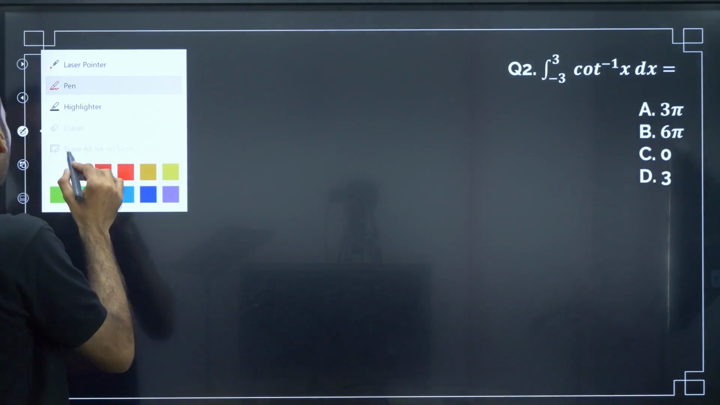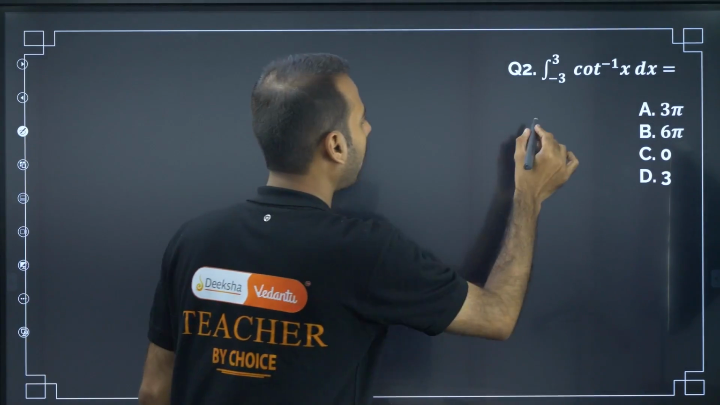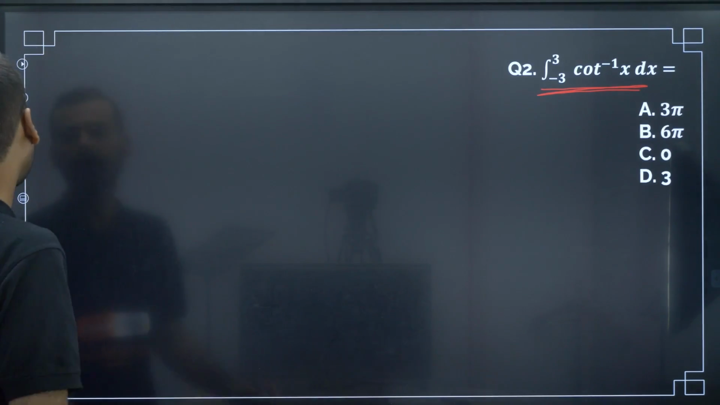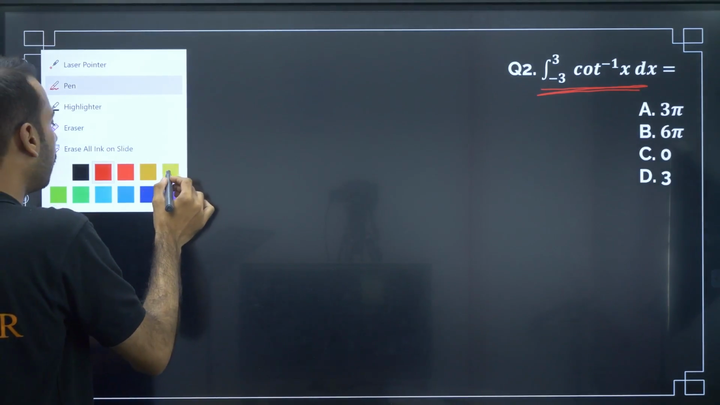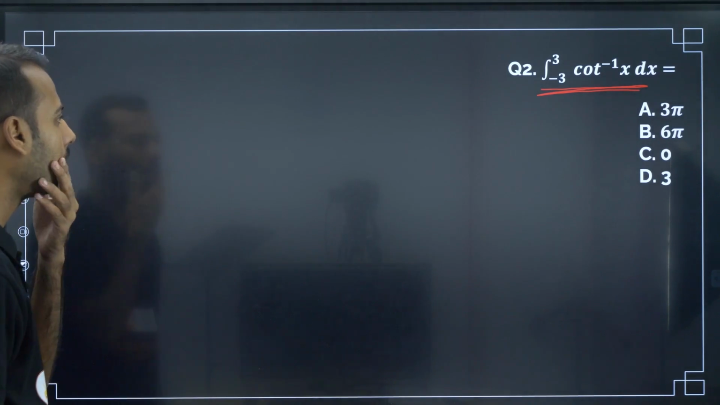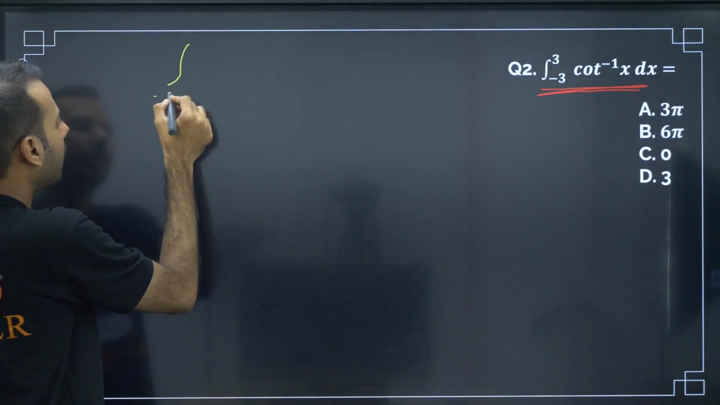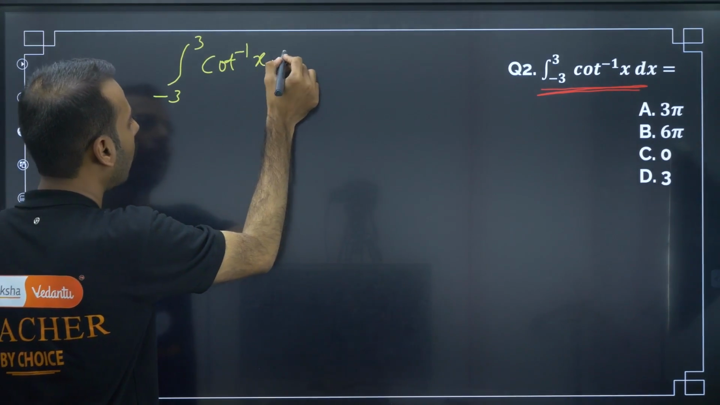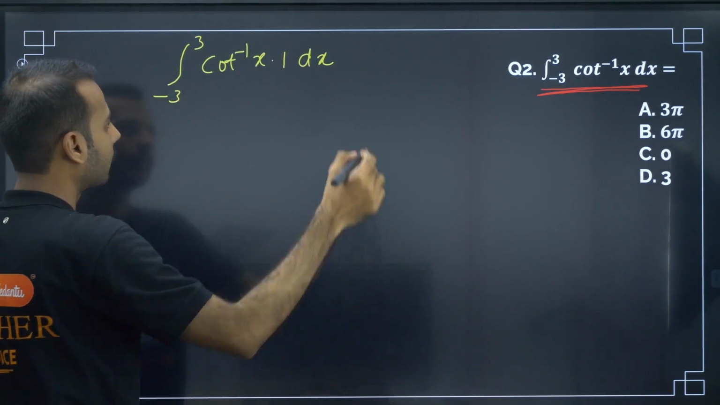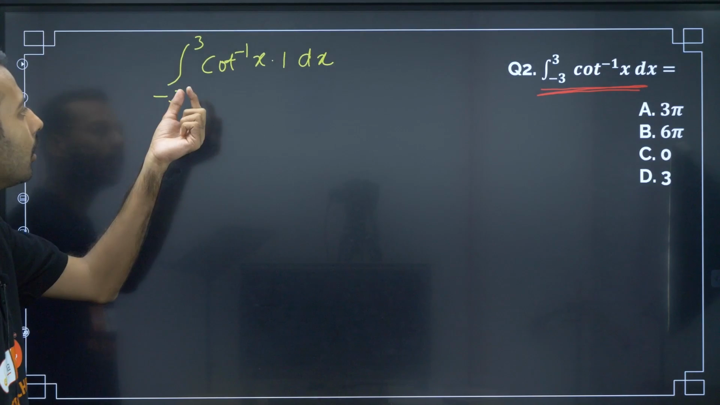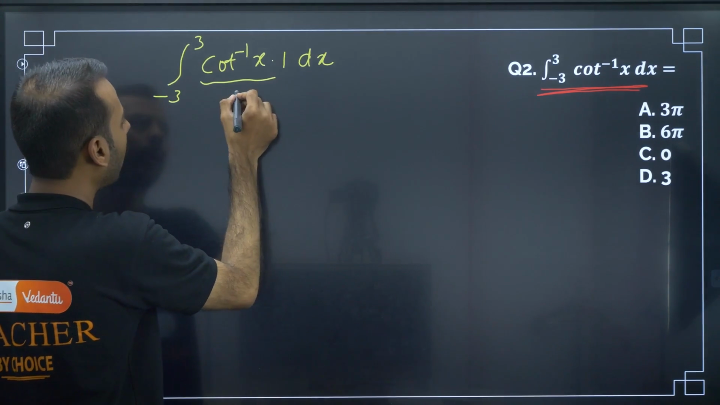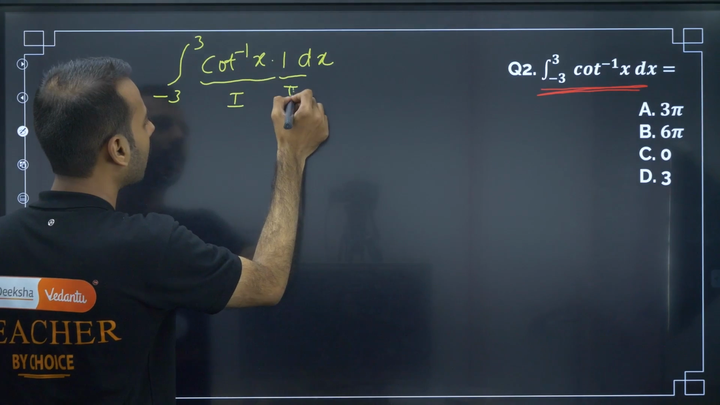Integration of the question, what they are asking to find is the integration of cot inverse x dx from minus a to a, which they have given. So now if I go by parts, from minus 3 to 3, let me write this as cot inverse x dot 1 dx. So this is the first function, and this is the second function.